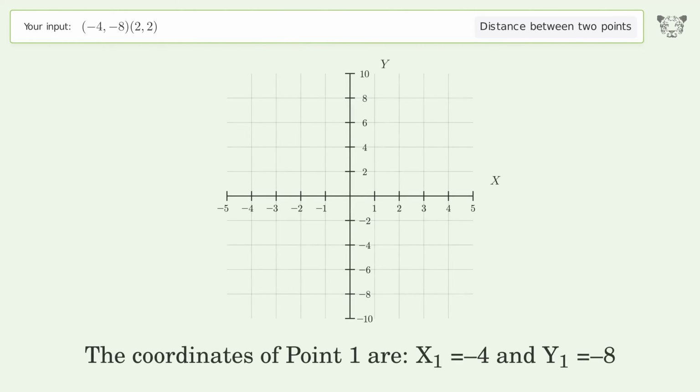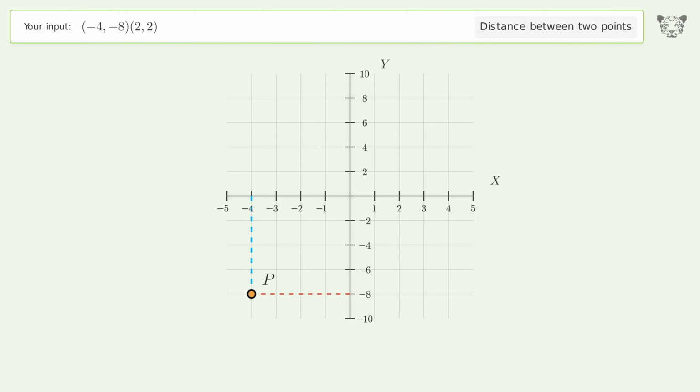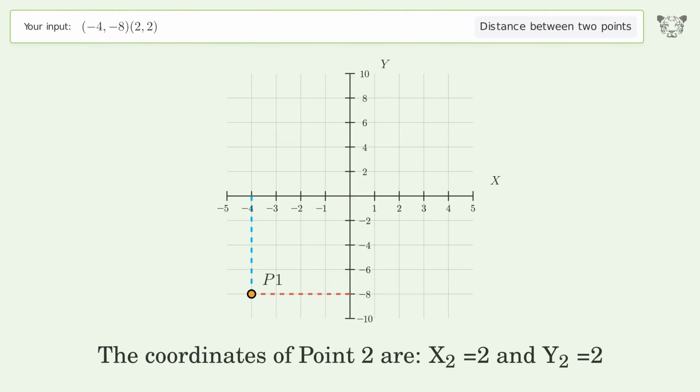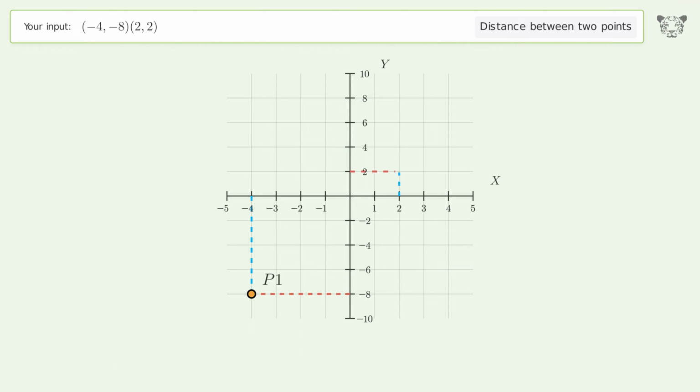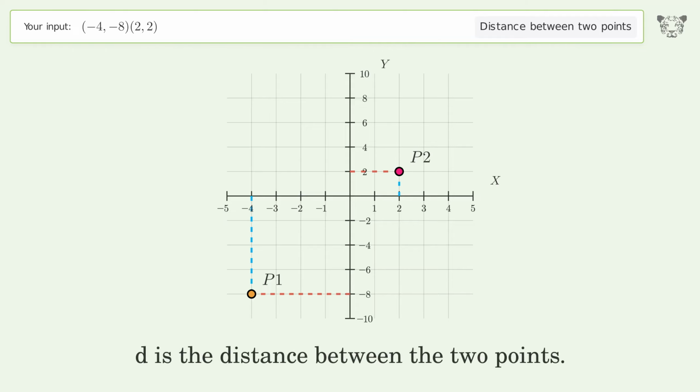The coordinates of point 1 are x1 equals -4 and y1 equals -8. The coordinates of point 2 are x2 equals 2 and y2 equals 2. D is the distance between the 2 points.